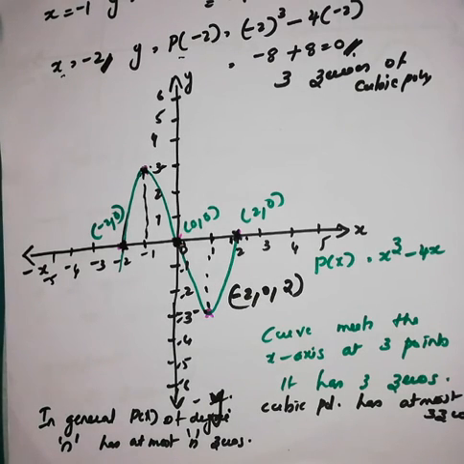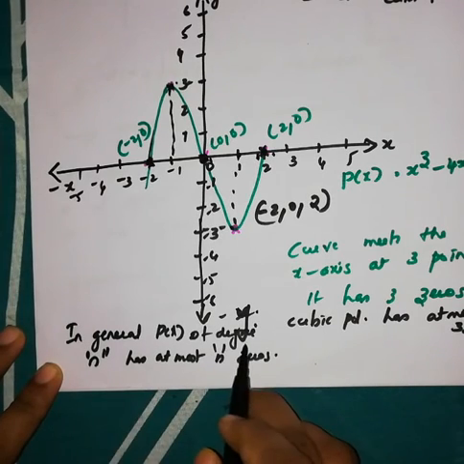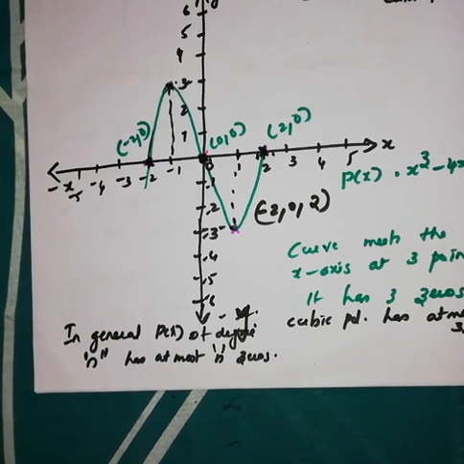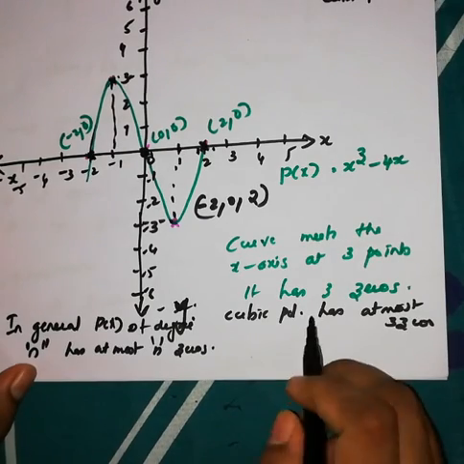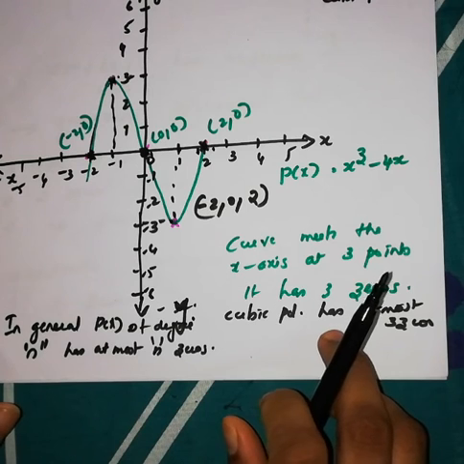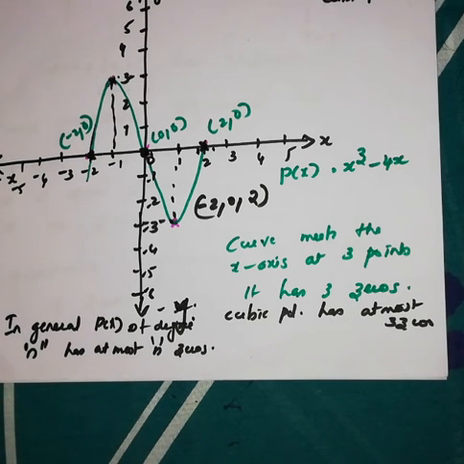From this explanation of the geometrical representation of linear, quadratic and cubic polynomials, in general we can say that any polynomial p of x of degree n has at most n zeros. That means the maximum number of zeros of a polynomial p of x with degree n is n. Clear? So for a cubic polynomial, the maximum number of zeros is 3, for a quadratic polynomial it is 2, and for a linear polynomial it is 1. So this is all about the geometrical representation of zeros of a polynomial.